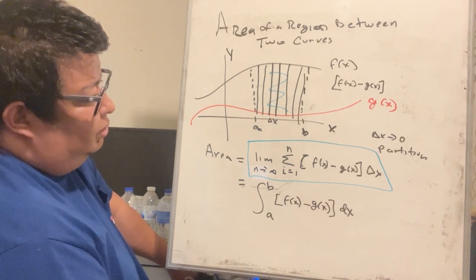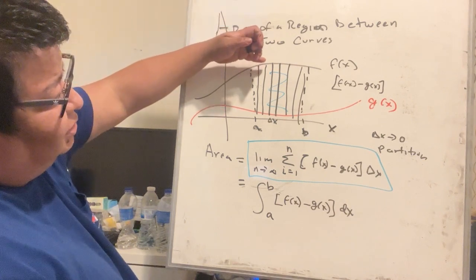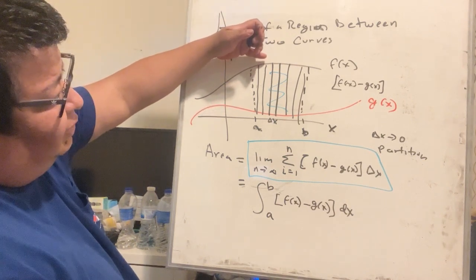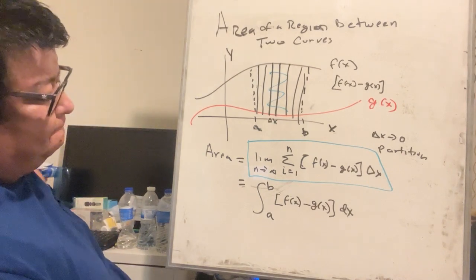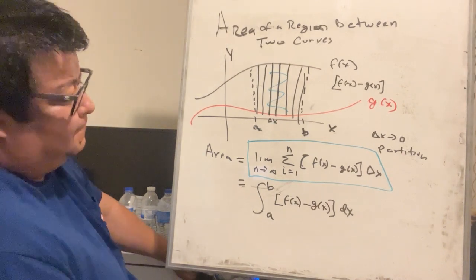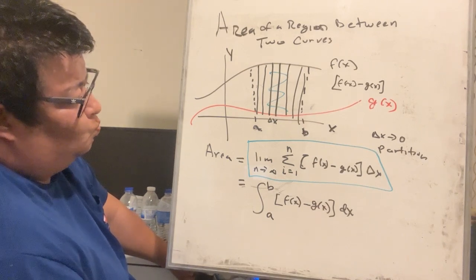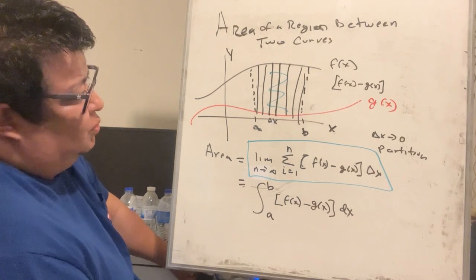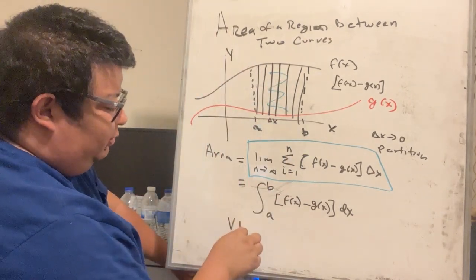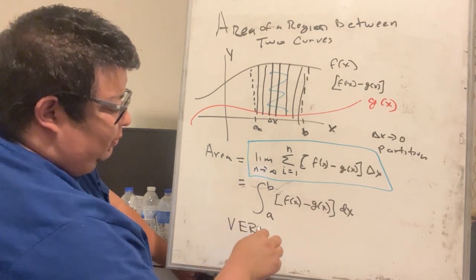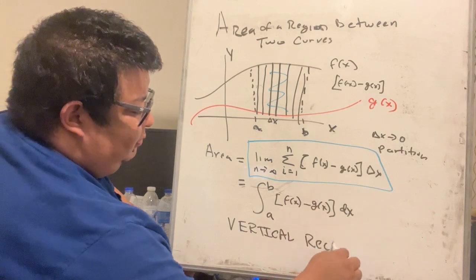The reason we do it is because f of x is above g of x. So we're computing vertical rectangles. So this formula is for vertical rectangles.